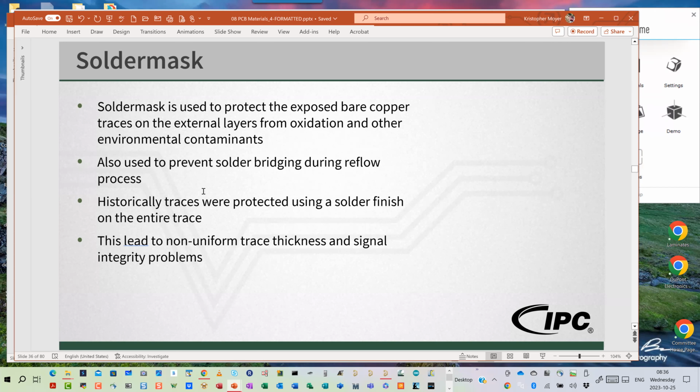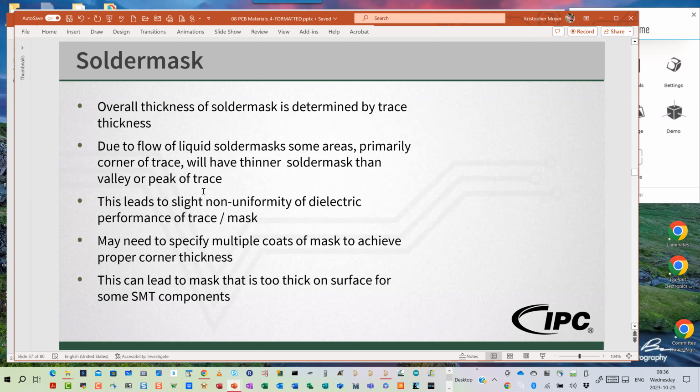Historically, traces, I said, were protected using a solder finish on the entire board. However, that was back in the day when rise times were so slow that signal integrity was not a problem. And the non-uniformity of the thickness of the trace after you coat it in liquid solder and blow the excess off, you basically get this non-uniform thickness. You get this wavy thickness to the surface of the solder pads there. And it led to many signal integrity problems, and signal integrity started becoming an issue.